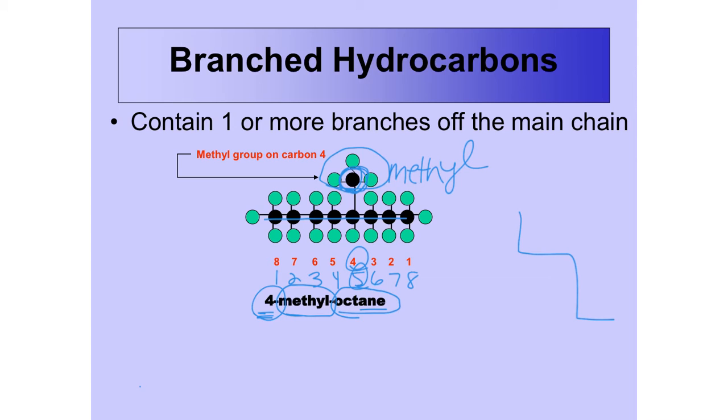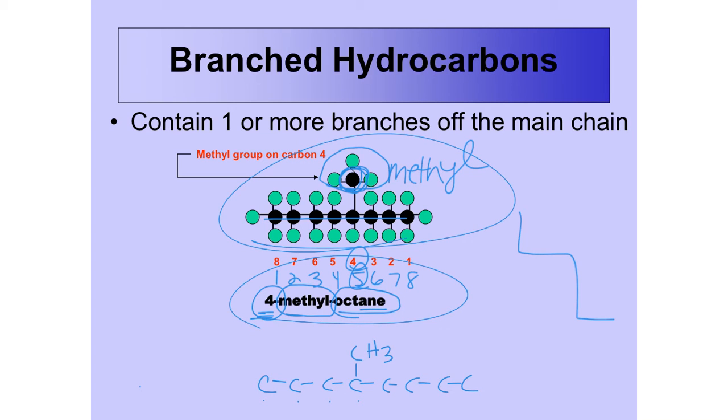Now, if I gave you the name 4-methyl octane, you could draw the mirror image of this. You could just do your 8 carbons, 1, 2, 3, 4, 5, 6, 7, 8, connected with single bonds. And then off of carbon 4, you could put your methyl group. So when I give you the name, you can just number it normally left to right. It's only when you're given the picture and you have to come up with the name that you need to check numbering from both ends.